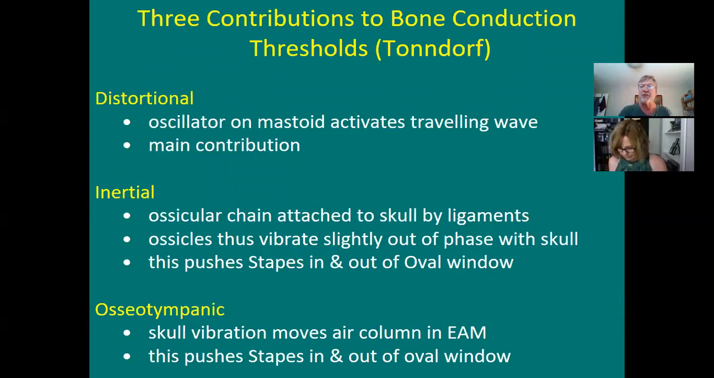contributions to bone conduction. One's called distortional. In other words, if I put the oscillator on the mastoid bone and vibrate the mastoid bone, you're going to hear, because you're causing a traveling wave in the cochlea. That's the kind of duh, okay? But you have a second and a third one, inertial. Your middle ear ossicles are not, and I'm going to take the slide away and just talk here so that we can just see each other talk. If I'm vibrating them with the oscillator on the mastoid, that's distortional.